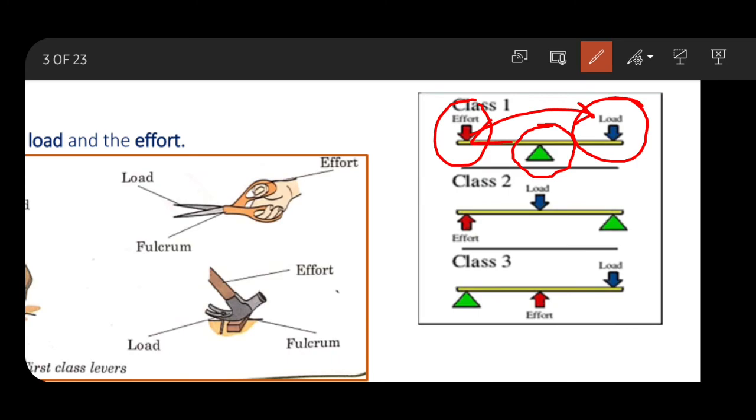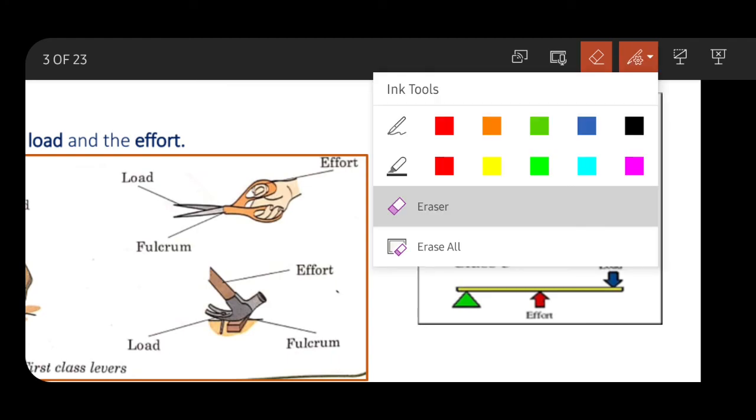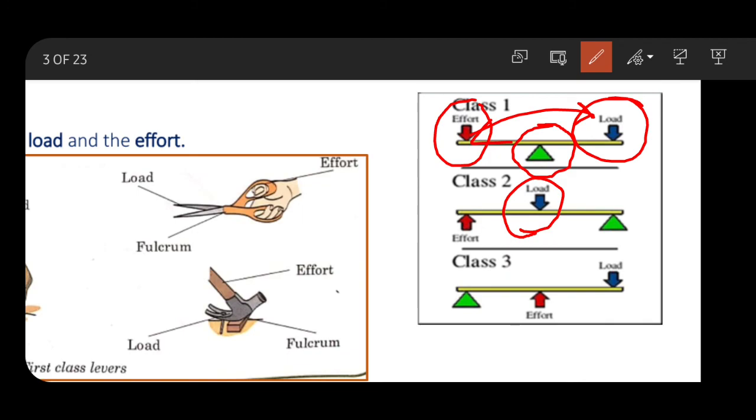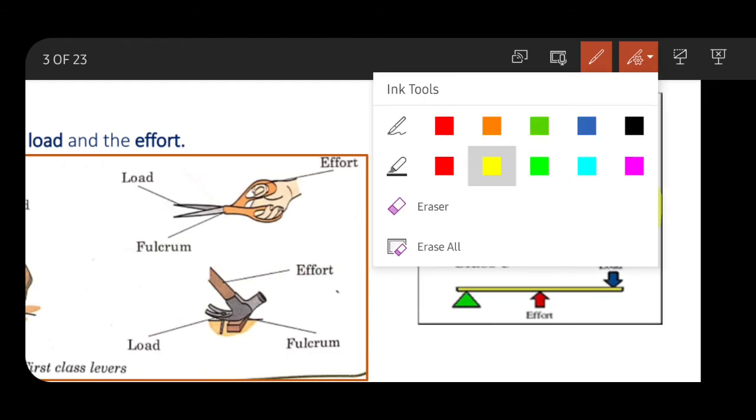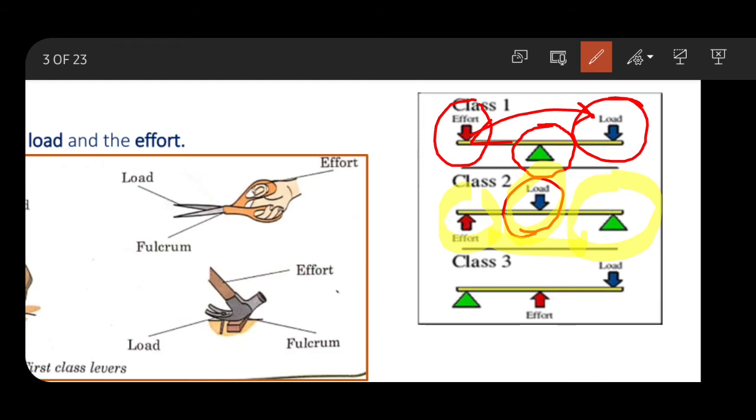And the example of first class lever is a man lifting the load. Now, when the load is in the center and the fulcrum and the effort are at the other ends, this is said to be the rule of second class lever. And the example of second class lever is the wheelbarrow.